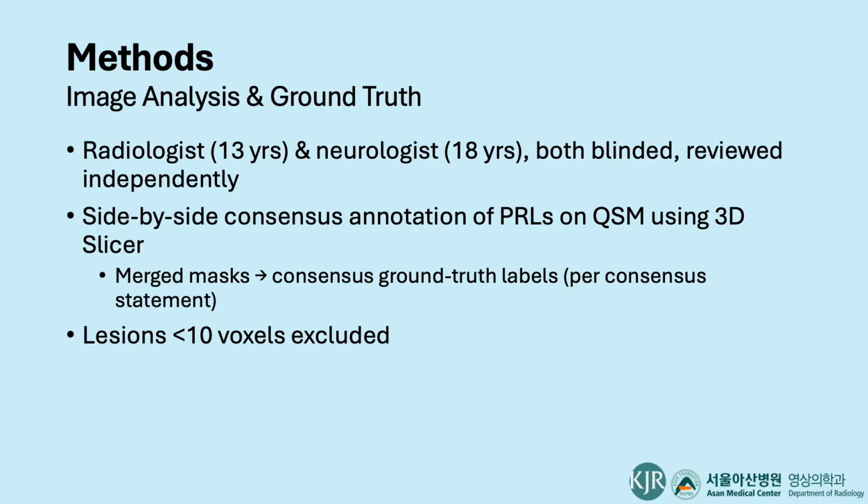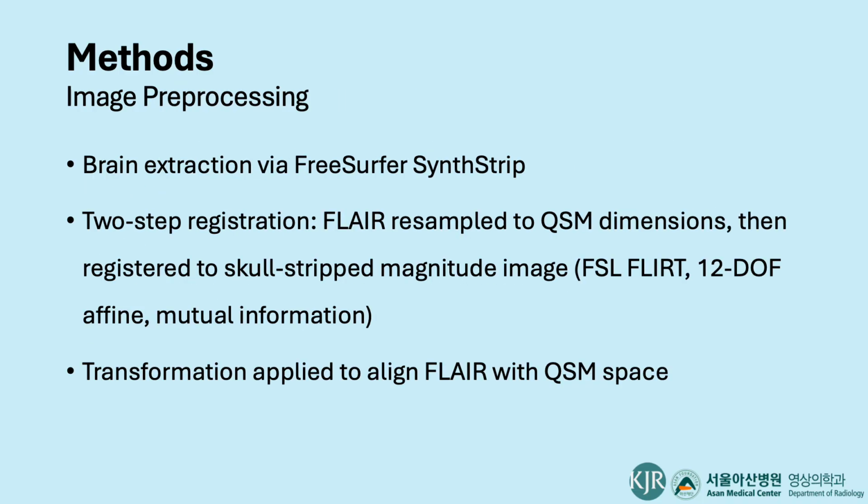To build our ground truth, a radiologist with 13 years of experience and a neurologist with 18 years of experience independently reviewed the images while blinded to clinical information. They then performed a side-by-side consensus annotation of PRLs on QSM using 3D Slicer, and the merged masks became our consensus ground truth labels, following the recent consensus statement. Lesions smaller than 10 voxels were excluded to ensure reliable characterization.